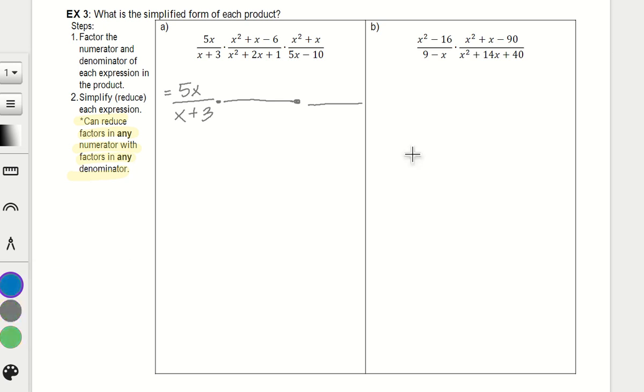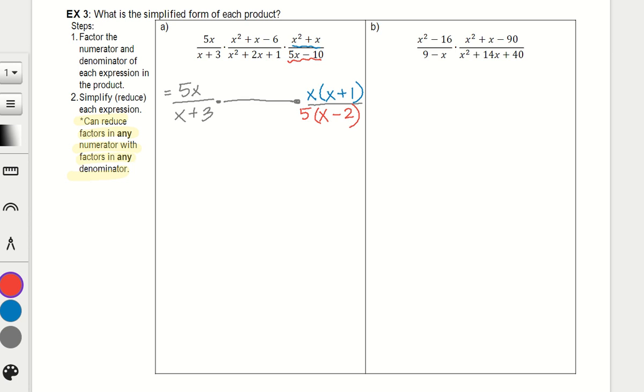So if I think about x squared plus x, can I factor an x out from each term? And so that's going to leave me with, if I divide x squared by x, x, and if I divide x by x, I get 1. So this numerator here is just x times x plus 1. I can do something similar with my denominator. So if I have 5x minus 10, 5 goes into both x and 10. So I can factor out a 5, which leaves me with x minus 2.